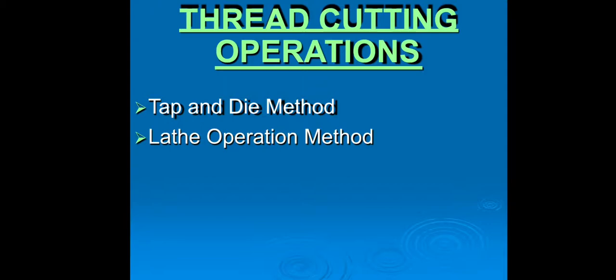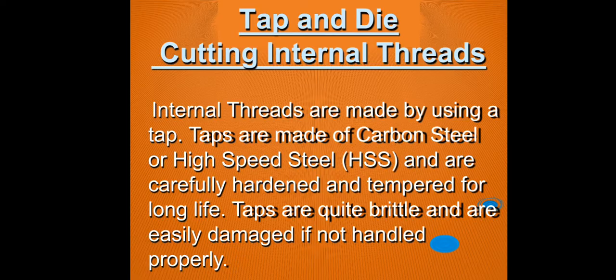And for thread cutting operations, there are two different types of operations to make threads. One is the tap and die method, and another one is the lathe operation method.